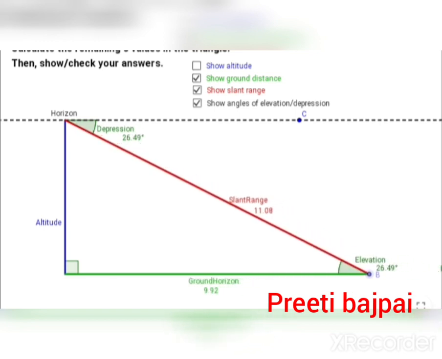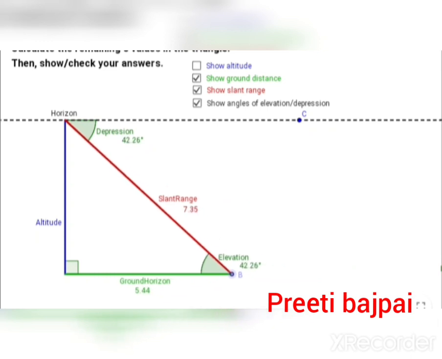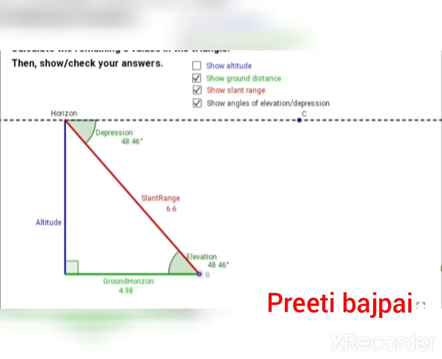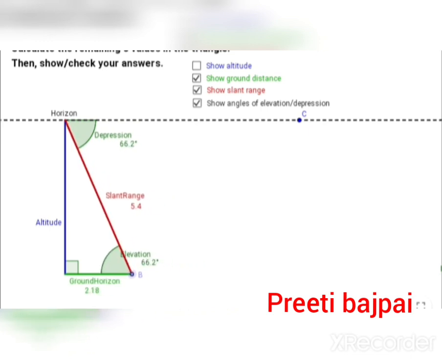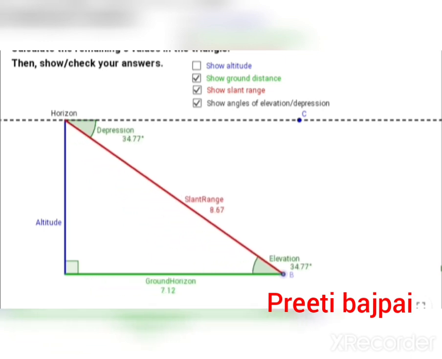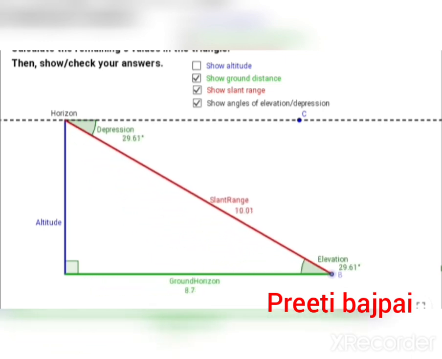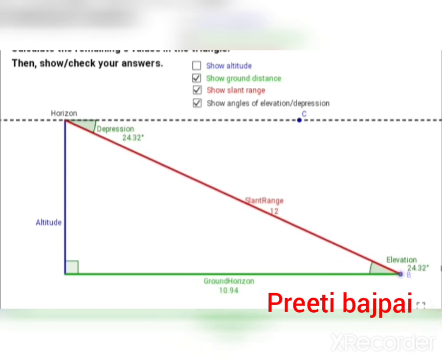The same thing holds for the angle of depression also. As the object comes closer, the angle will increase. As it moves far away from the foot of the tower or the height, the angle of depression will decrease.